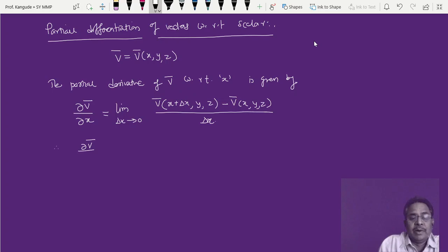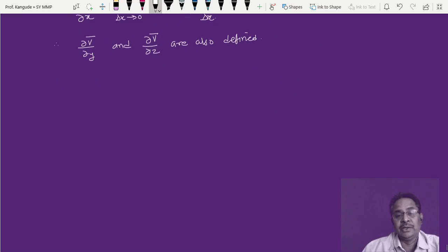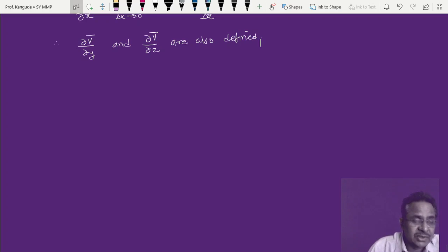Similarly, partial derivatives with respect to y and z are also defined. No need to write this, but I can write this: V bar of x, y plus delta y, z minus V bar of x, y, z upon delta y in the limit delta y tends to 0 is called the partial derivative of V bar with respect to y. And similarly we can define the partial derivative of V bar with respect to z. Okay, this is what partial differentiation is. In the first case we have considered only x changes while y and z remain constant, or y changes while x and z remain constant, or z changes while x and y remain constant. So accordingly we can get partial derivatives.